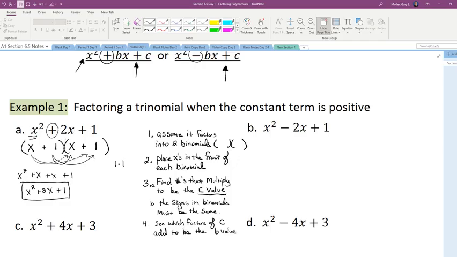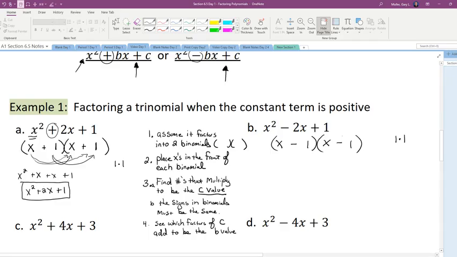Let's go through it on question B. Assume that it factors. Throw in my x's in the front. Find the factors of 1. There aren't any, but just the one option. And then ask yourselves, do they add together to be the 2? And the answer is yes. But this time we need a negative 2. So the two signs are still going to be the same because we still have a plus here. So instead of putting a positive 1, which would lead me to the answer over here, we need it to be a negative 1 and a negative 1.